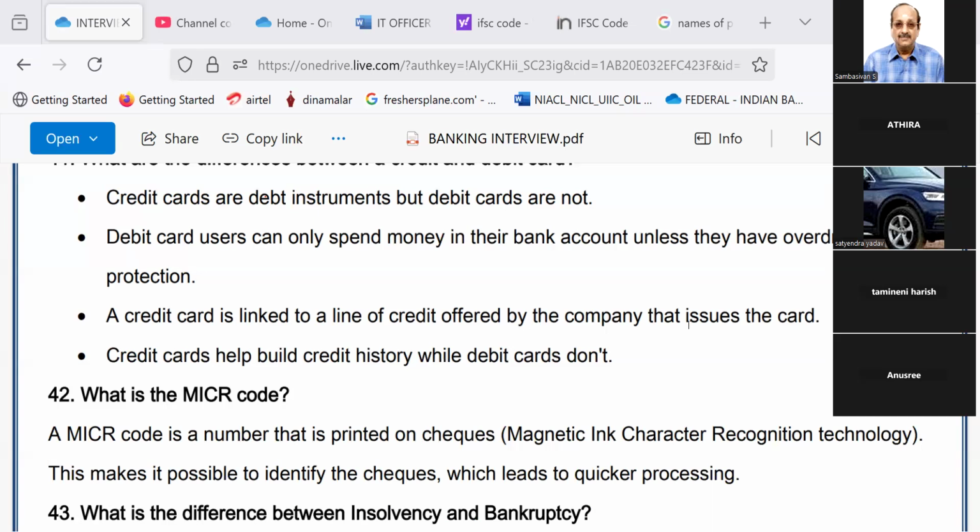I think among the people present here, possibly Satyendra may be having a credit card. Satyendra, you have a credit card with you? Yes, sir. How many digits are there on the credit card? 16 digits. What are the various details given on the face of the credit card? Credit card number, expiry date, CVV.